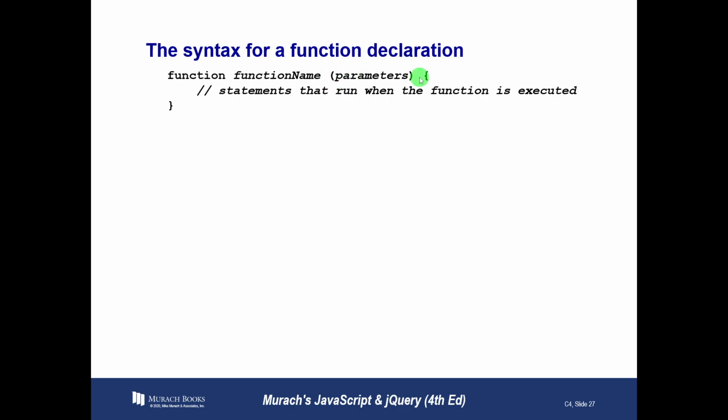Inside parentheses, after the function name, we can specify parameters that we want people to be able to pass into the function when they call it. And then we have a block of code inside some curly braces, and that's where we put all the statements that will run once our function is executed.